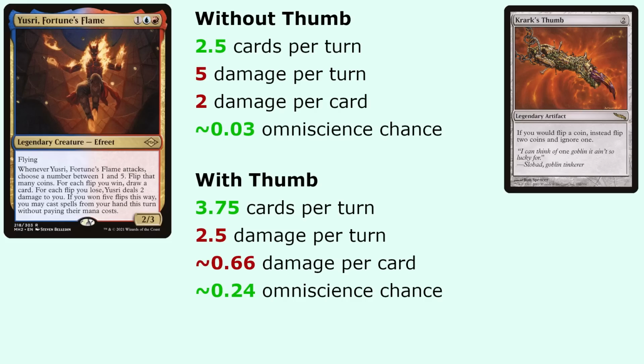It's not hard to imagine situations where the game is won either right then and there, or rapidly thereafter, even reasonably early in the game. I don't think you need me to tell you that this card constitutes an almost absurd degree of power enhancement for a Yusri deck when played.